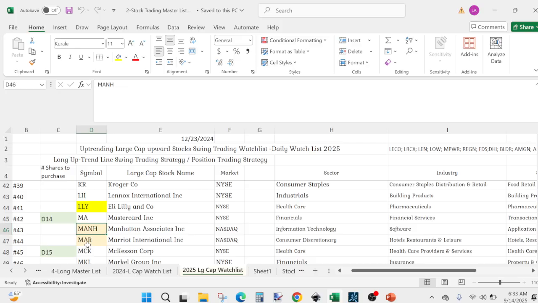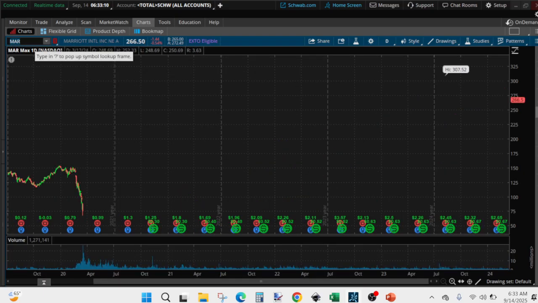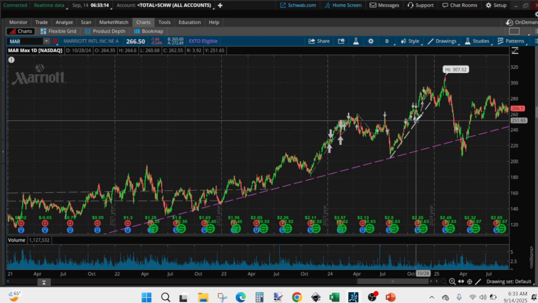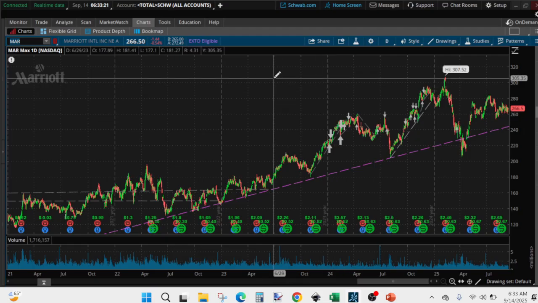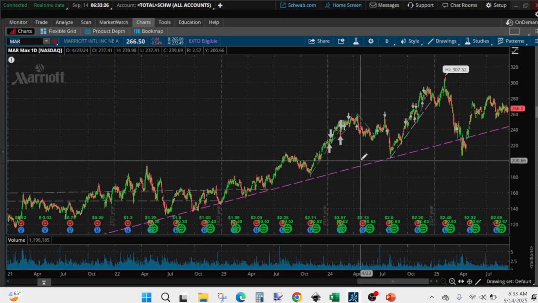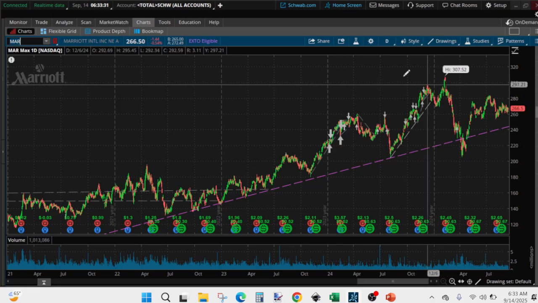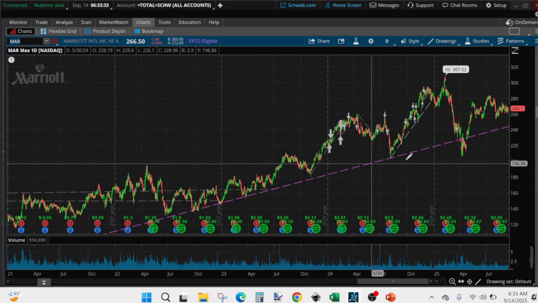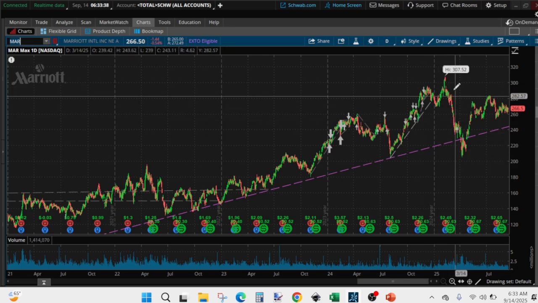So the next one we are going to analyze is MAR. And MAR we purchased it as well. You can see each one of them has their own unique chart pattern. For this one, we only have one line that we trace to buy at, and you can see our transactions in 2024 and 2025 with our long uptrend and swing trading strategy.